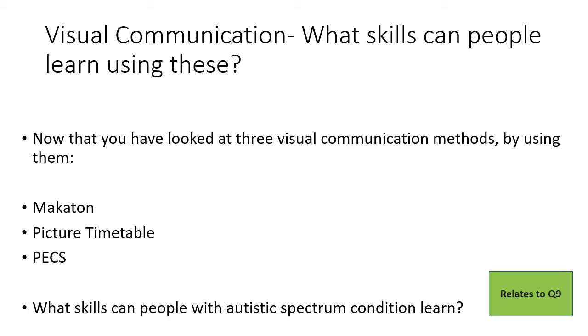So we're going to look at slides now relating to question number 9. And you've looked at the 3 visual communication methods of Makaton, picture timetable and PECS. And we're going to look now at what skills can people with autistic spectrum condition learn by using these 3 skills.